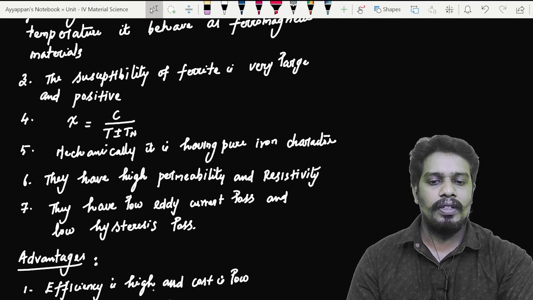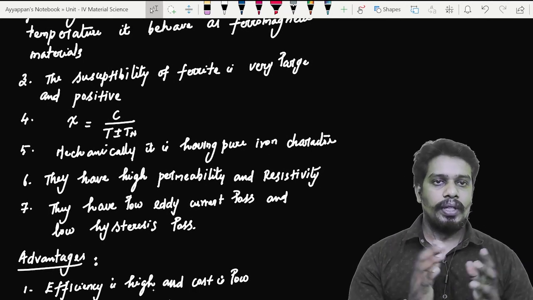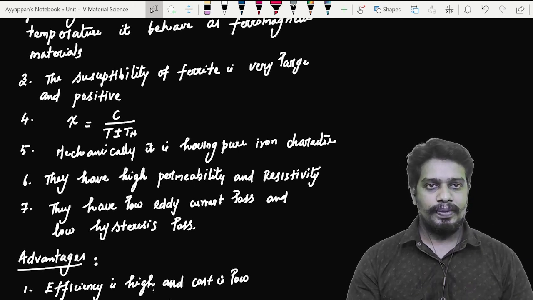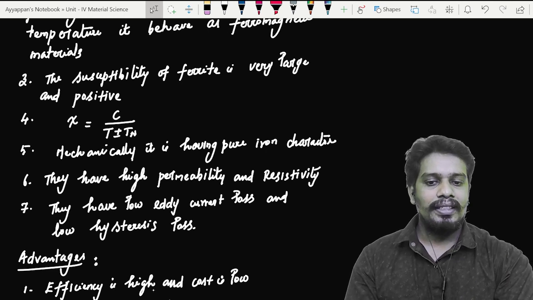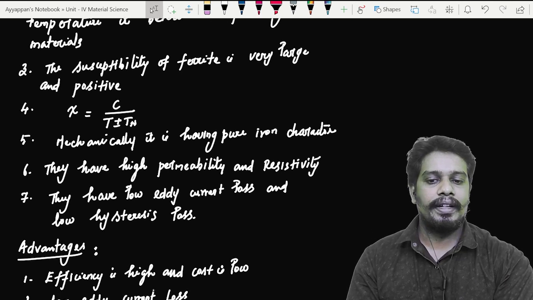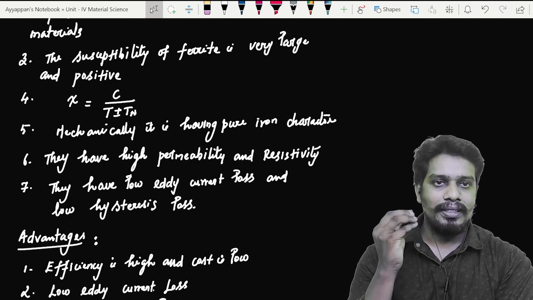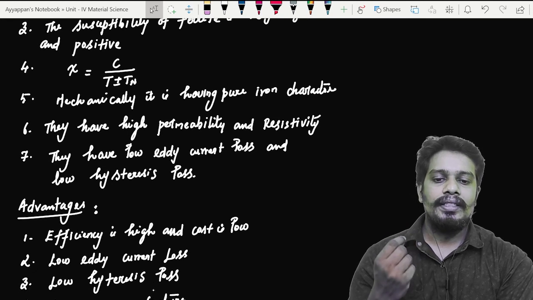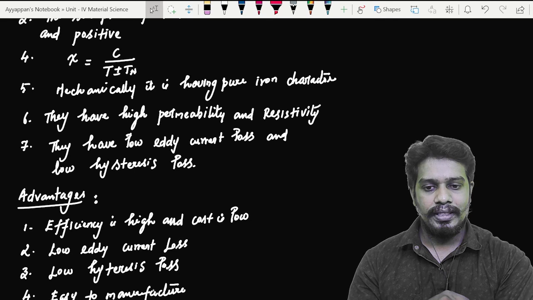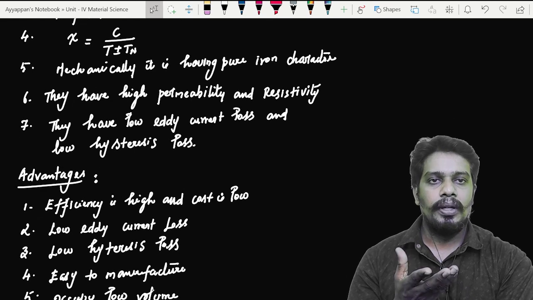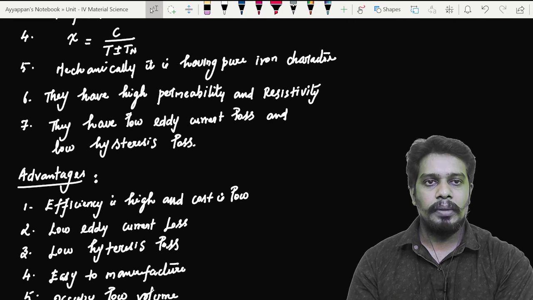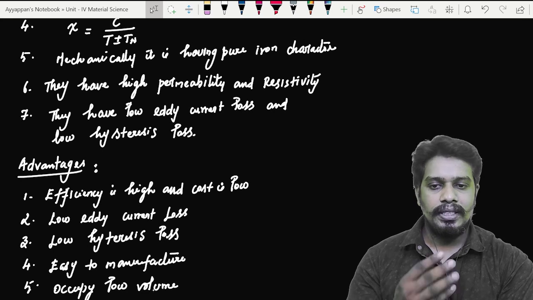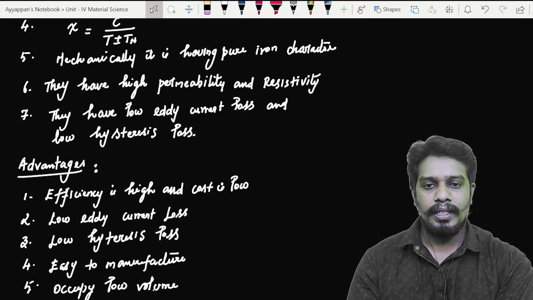What are the advantages? The efficiency is high because it is used in memory device applications, and the cost is low. That's one of the best advantages. Then we already saw it has low eddy current loss, so eddy current loss will be minimum. Because it has low hysteresis loss, it is easy to manufacture. That is another advantage. Then it occupies low volume, so you can use it in micro devices to store micro memory. These are a few advantages of the ferromagnetic material, ferrites.